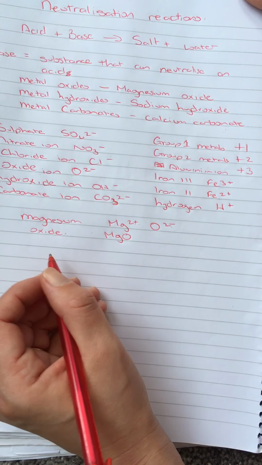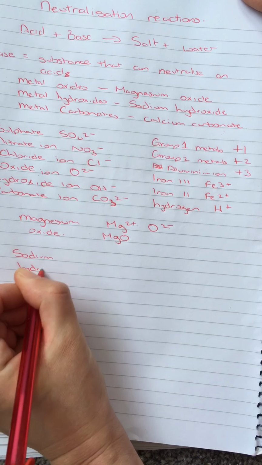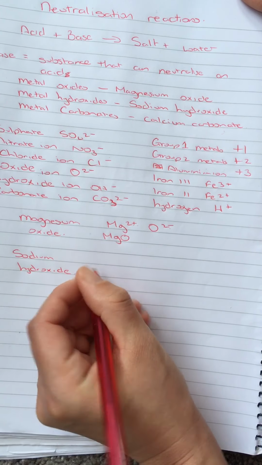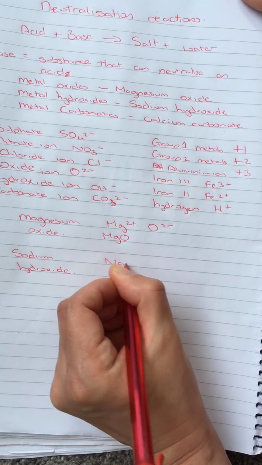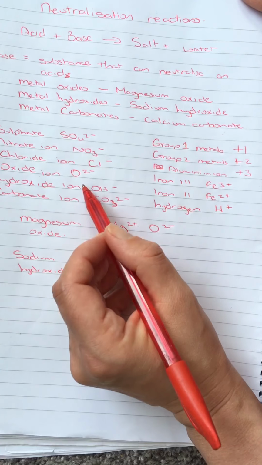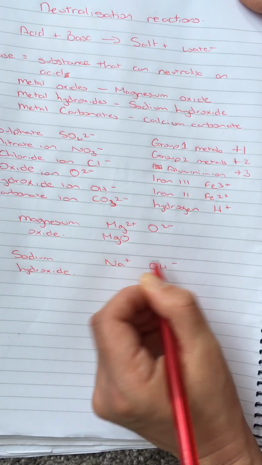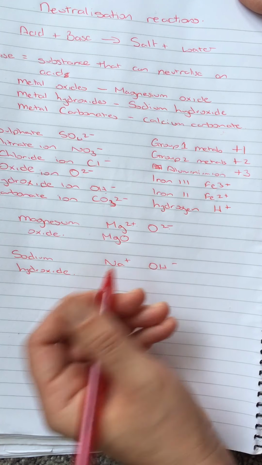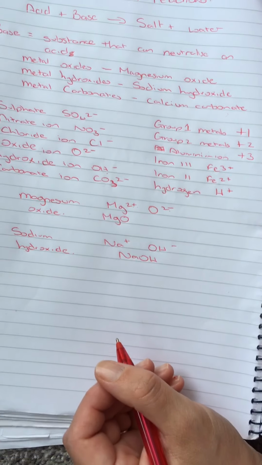For sodium hydroxide, okay, the sodium ion is a group 1 metal, so it has a +1, so sodium Na+, and then the hydroxide ion here, OH-. Again, we look at the charges, they balance each other out, so it's NaOH. You only need one each of those.